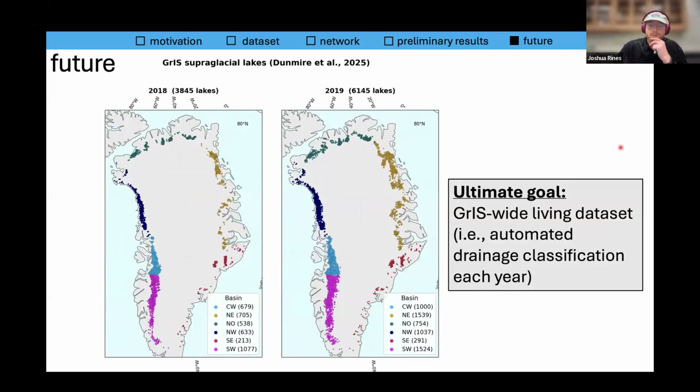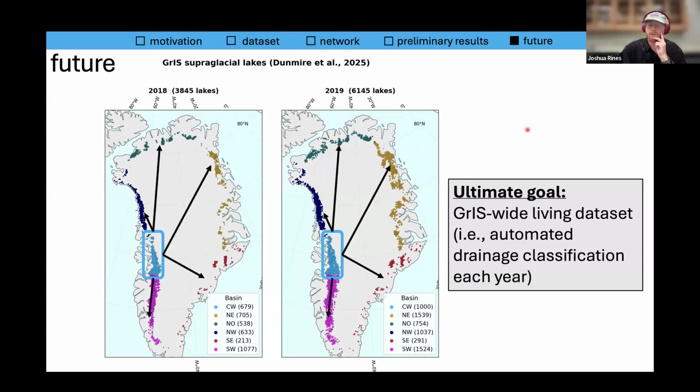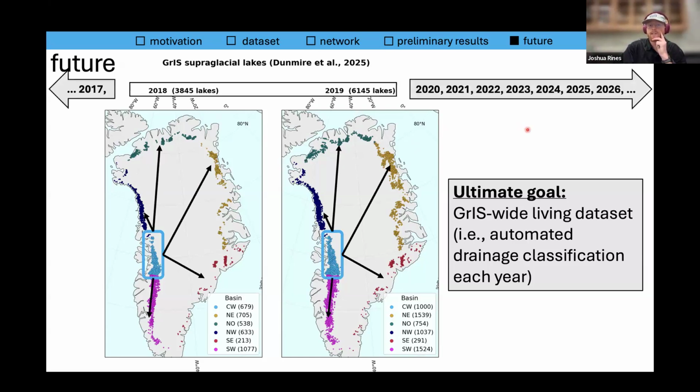So the ultimate goal is a Greenland ice sheet wide living data set, right? So this automated drainage classification each year. We started in the Central West with these two data sets from 2018 and 2019 from Devin's work. And the immediate goal is to expand to the other regions, and then to expand outwards from just 2018 and 2019 into the past as far as the Sentinel-2 record goes, and then out into the future and beyond.